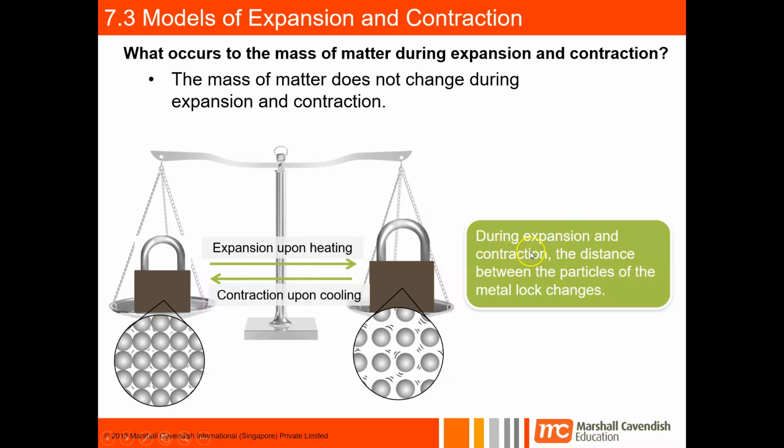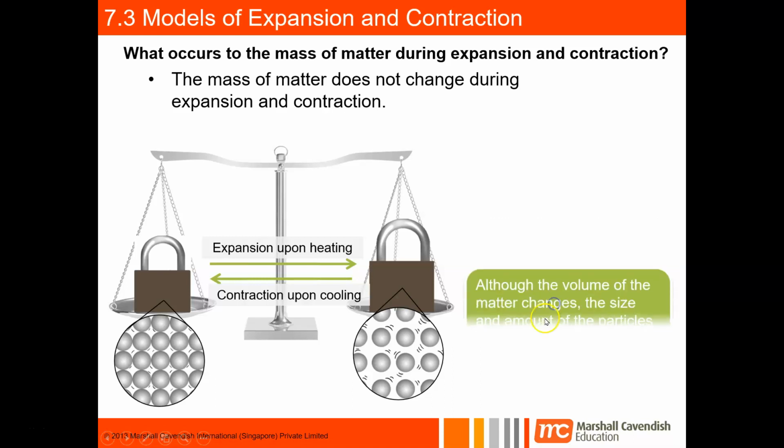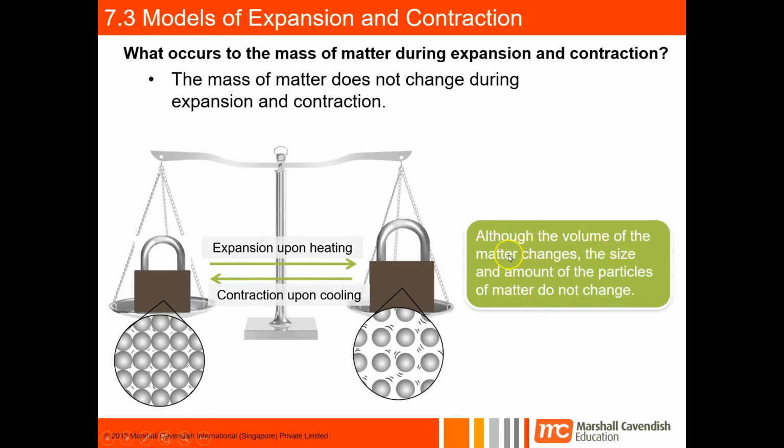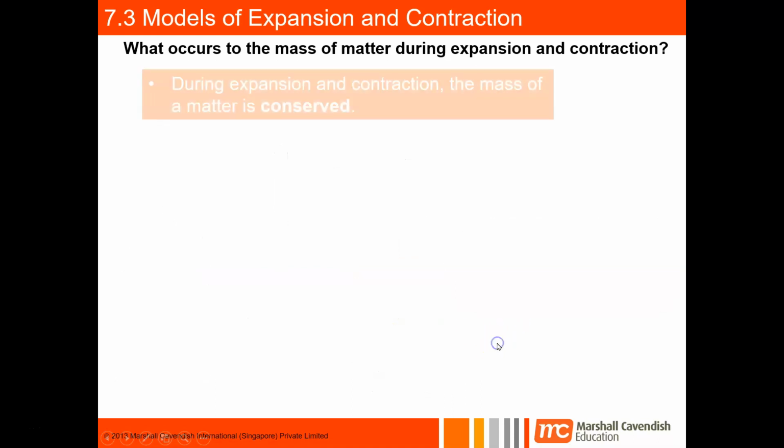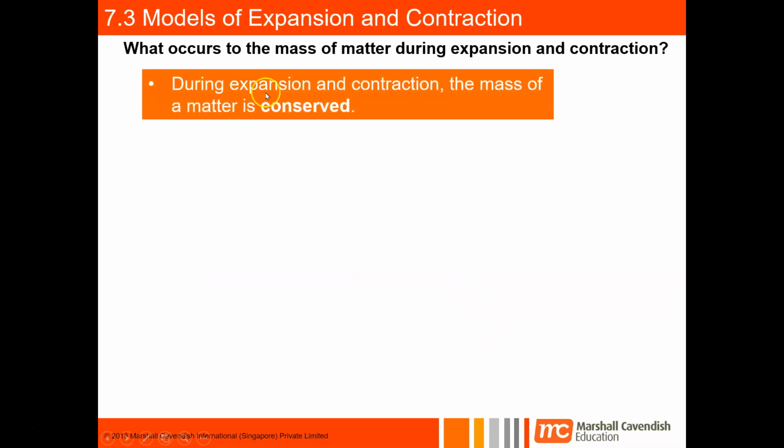During expansion and contraction, the distance between the particles would change. Although the volume of the matter changes, the size and the amount of particles of matter do not change. This size specifically refers to the size of each particle. You will not see a particle suddenly increase in size. The size of the particle will remain as it is. It cannot change. So what we can say is that during expansion and contraction, the mass of a matter is conserved.